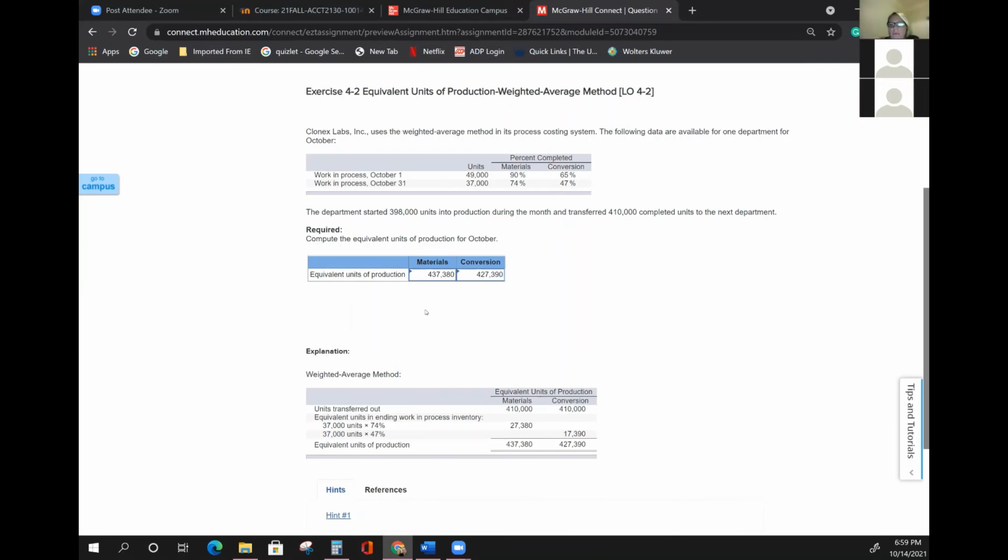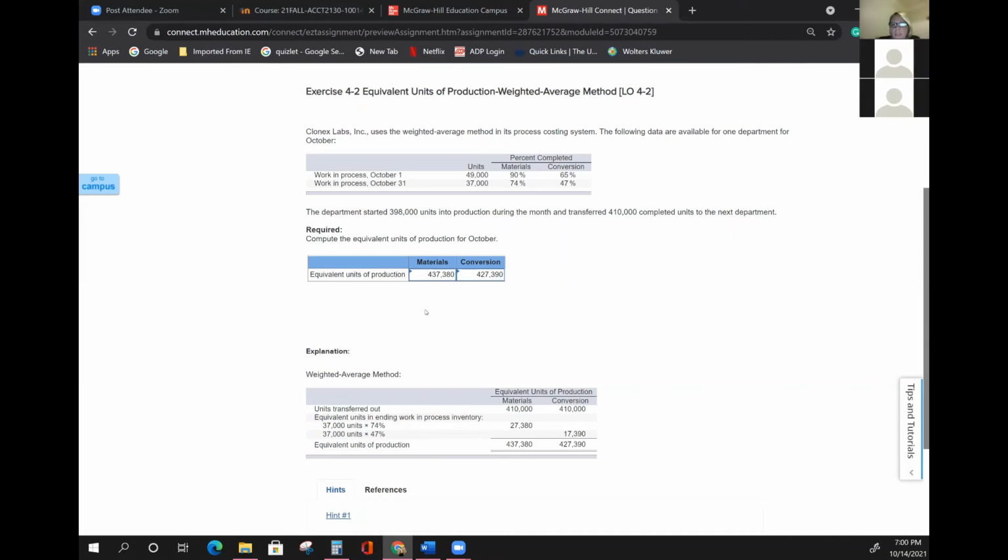Okay, so I have my 410 and my 27,380 for my material. Now I need to look at conversion. So I have 410 units that were transferred out for my conversion. And then I need to see what is the percentage that I completed for conversion at the end of the month. So I'm taking the 37,000 units, multiplying it by the 47% that was complete, that's getting transferred out. That gives me my 17,390. So now I have my equivalent units of production for my materials and for my conversion.